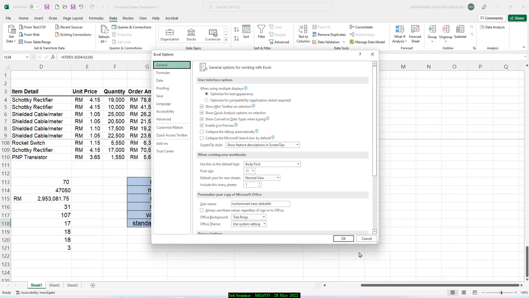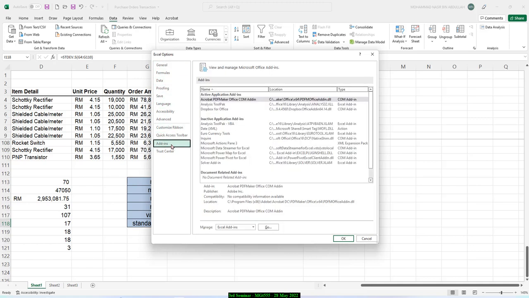So click option, right? So dia akan keluar Excel option dialog box. You cari dekat hujung ni, cari add-ins. So yang mana dah ada, you akan nampak analysis toolpack dekat atas ni, active application add-ins. Yang mana belum ada, you pergi ke bawah ni, manage, dia ada banyak add-in kan, you tekan Excel add-ins. You cari Excel add-ins. And then you tekan go.